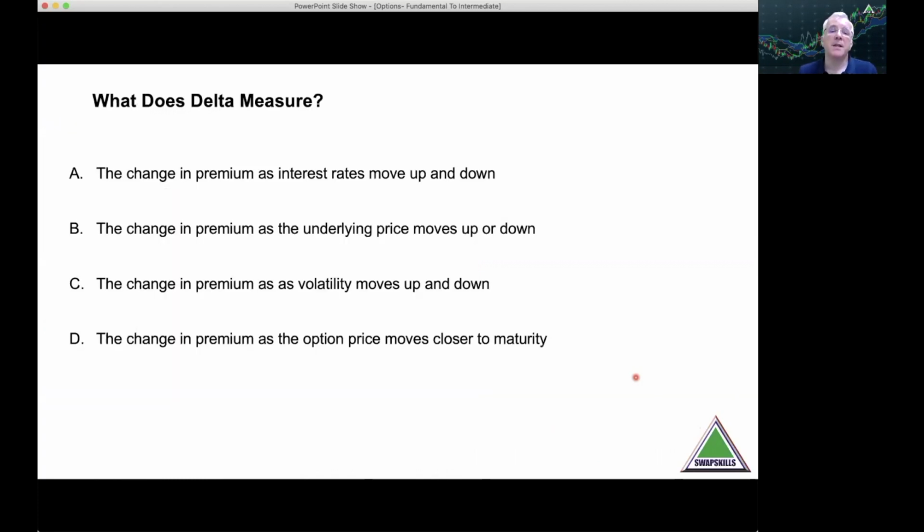So in terms of a definition again, what does delta measure? You've got 4 alternatives. Have a quick look and see what you think would be the most appropriate.